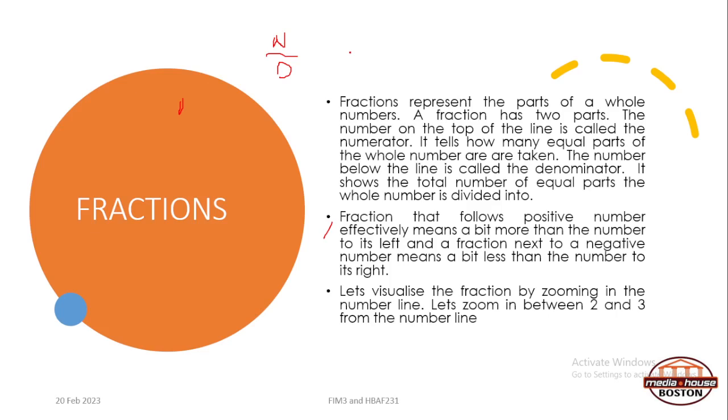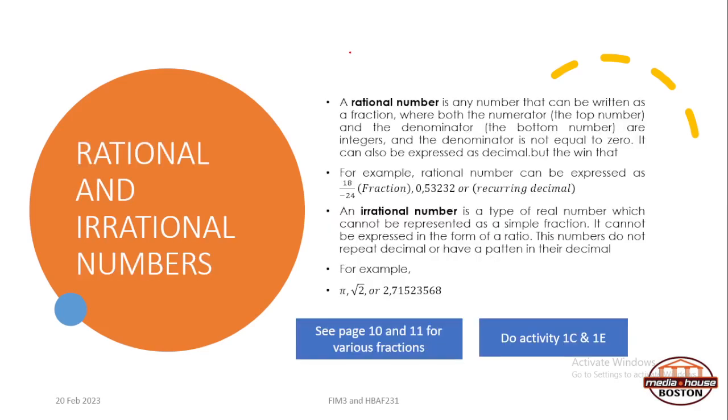As we continue moving forward, it also represents that the number after the next is going to be the bigger one. So those are what we call fractions. And then we've got rational and irrational numbers. Rational numbers refer to whole numbers as they are, as well as fractions.